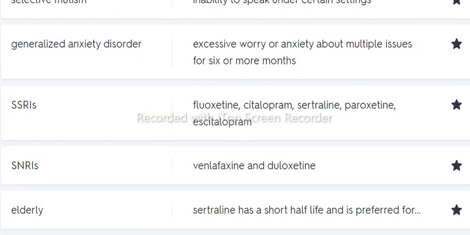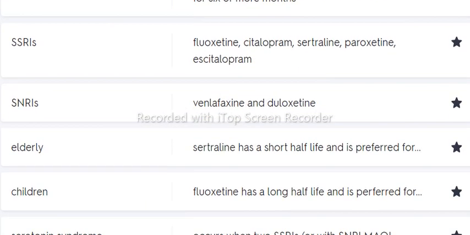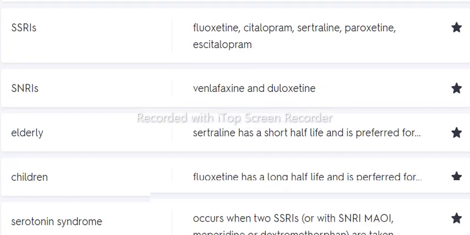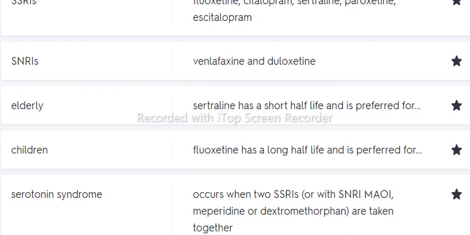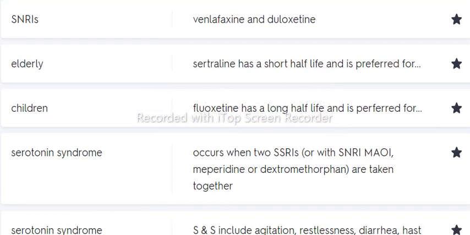SSRIs: fluoxetine, citalopram, sertraline, paroxetine, escitalopram. SNRIs: venlafaxine and duloxetine. Elderly: sertraline has a short half-life and is preferred for the elderly. Children: fluoxetine has a long half-life and is preferred for children.